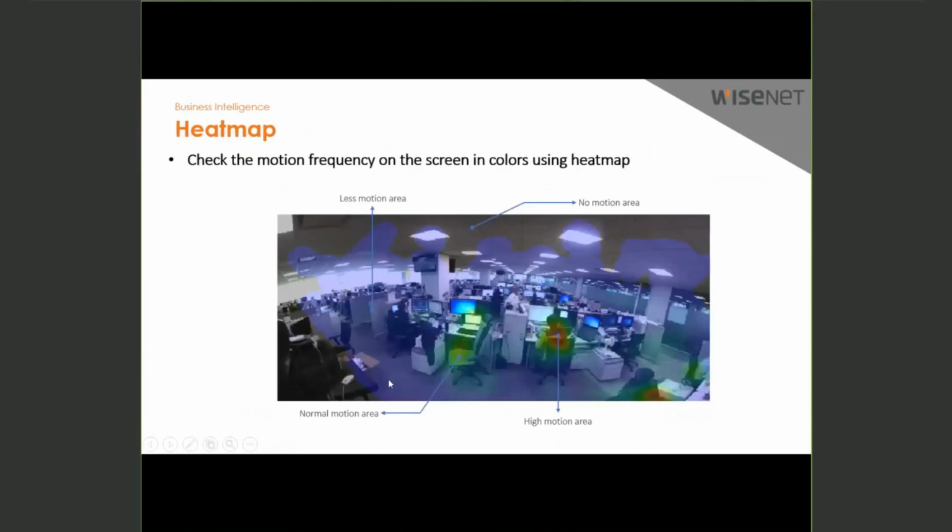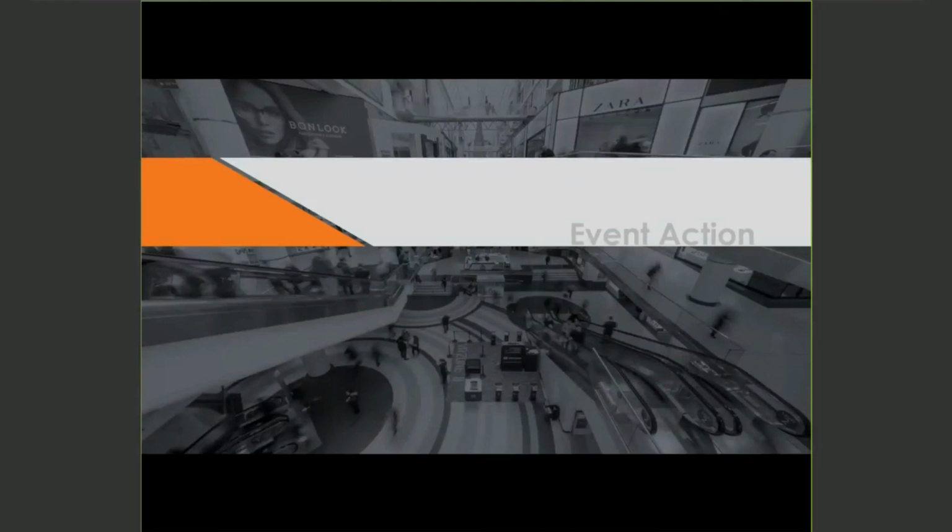And the heat map function: you can just enable the heat map function and you can see the whole image with the heat map. If there is a lot of motion inside, it will be shown in red, and where there's no motion, there's no color, and less motion is blue, and normal motion areas are green or yellow. This can also be saved in the camera, so you can search and make a report as well. All these functions are edge-based and default functions inside the camera, so you don't have to put in any license or any software.